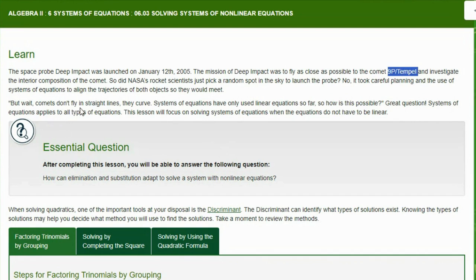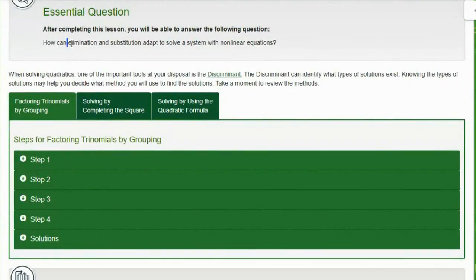But wait, comets don't fly in straight lines, they curve. That's right. So systems of equations we looked at were linear, but they don't have to be. And we can still solve them by elimination or substitution. Now, doing this, I'm going to switch over right now. I'm going to switch over to this. And let's talk about some of how this works.